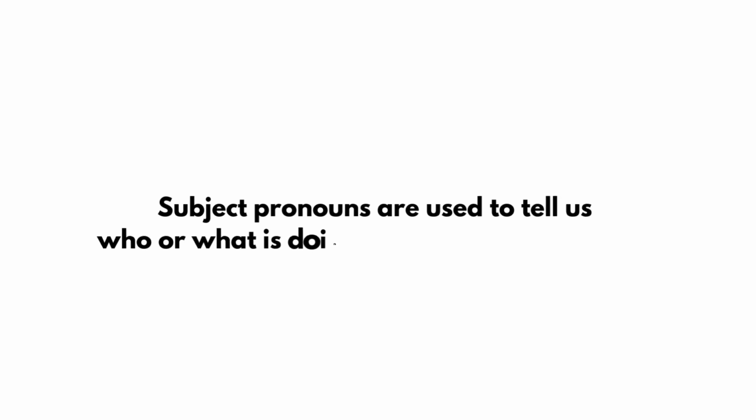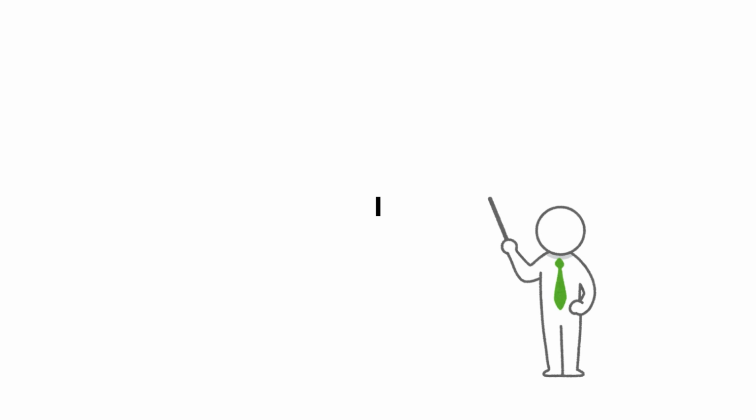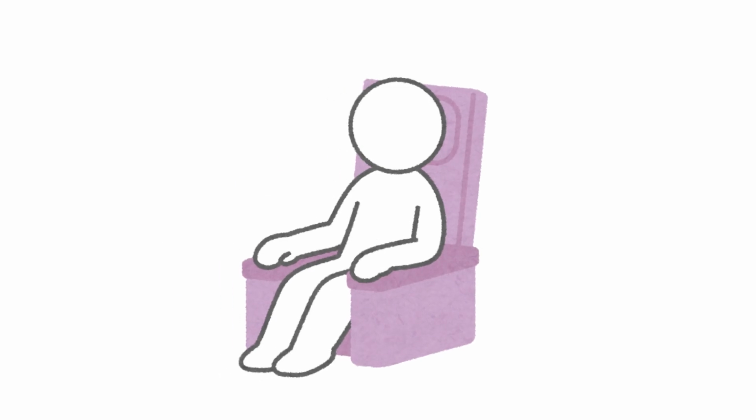Subject pronouns are used to tell us who or what is doing the action in a sentence. They replace the subject of the sentence, like John, my friend, or the dog. Let's look at the subject pronouns in English. I, you, he, she, it, we, they. These pronouns act as the subject of a sentence.